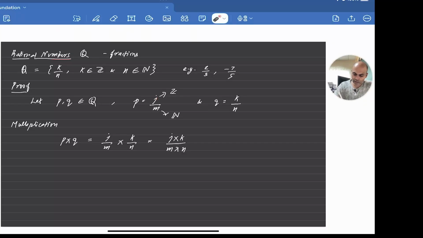So since J and K are integers and integers are closed under multiplication, which means the product of two integers is also an integer, J times K is also an integer because integers are closed with respect to multiplication. Similarly, M and N are natural numbers. So natural numbers are also closed under multiplication. So M times N is also a natural number.